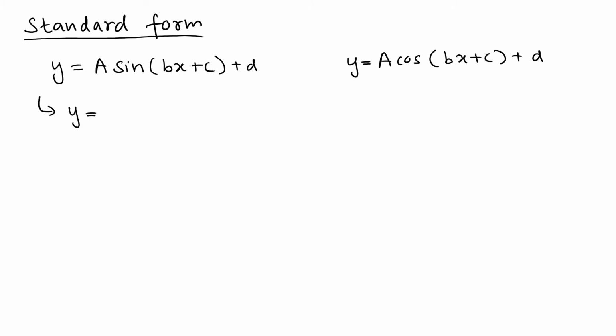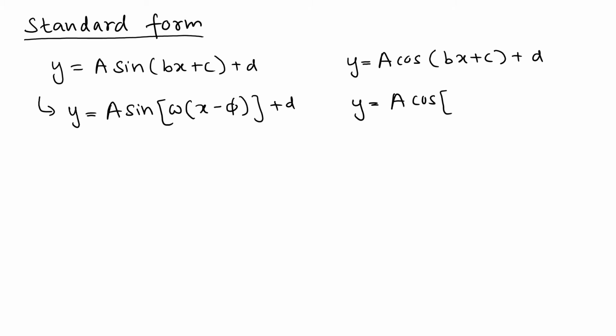So we're going to convert this by just factoring out b. We can write this one as y equals a sine of omega (I'm going to call this b omega), and we factor that out, and then we write x minus phi, plus d. This is what we call the standard form. We factor out and rewrite using a negative sign. Once we do problems, it will be very clear what I'm talking about. Do the same thing with the other one: factor out the constant b, write omega here, and then x minus phi, with a minus sign, plus d. This is what we call the standard form.